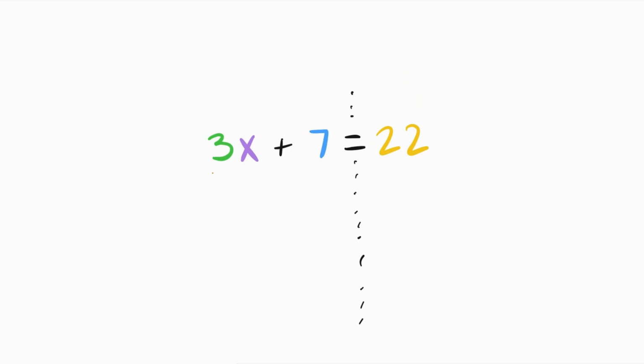This equation is balanced. The left side here is equal to the right side. And one thing you have to remember is anything that you change on one side of the equation, you have to change on the other side of the equation. You want to keep it balanced. What we're going to do first is subtract 7 from both sides, so from the left side and the right side.